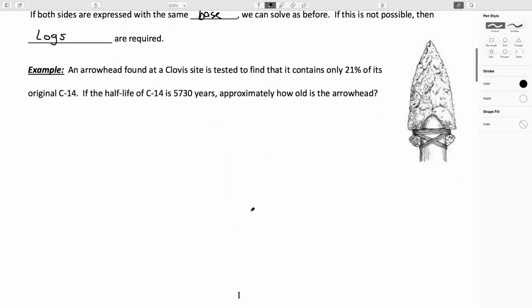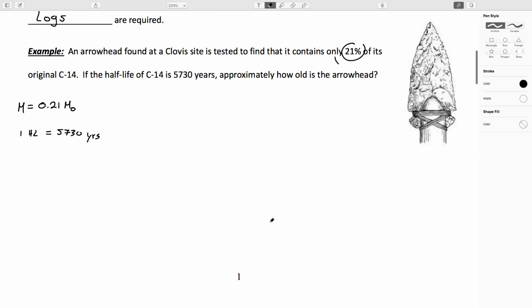All right, so we know 21% is how much is remaining. So m is 21%, so 0.21 times your initial amount, whatever it is. We're going to call it m naught. We know the half-life is 5,730 years. One half-life is 5,730 years. And we need to know how old is the arrowhead. So this is a half-life problem, so we're going to base this on the half-life formula.